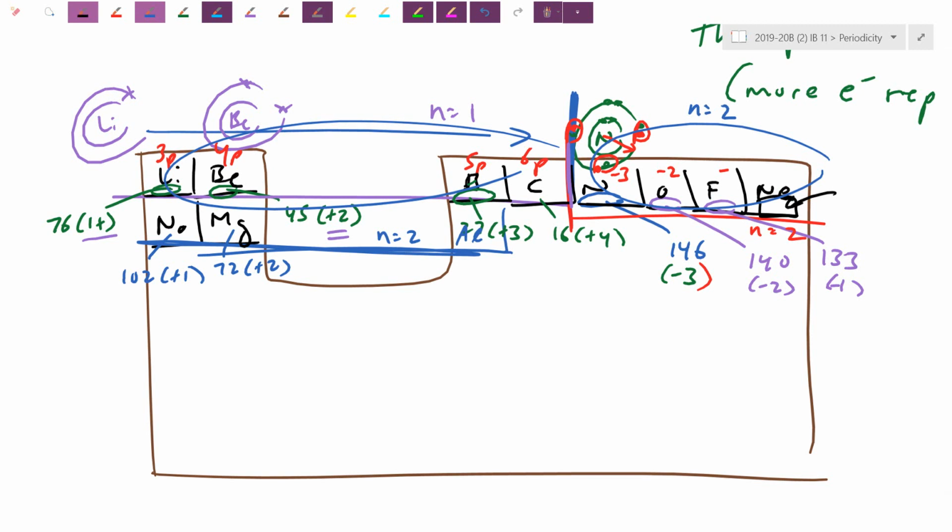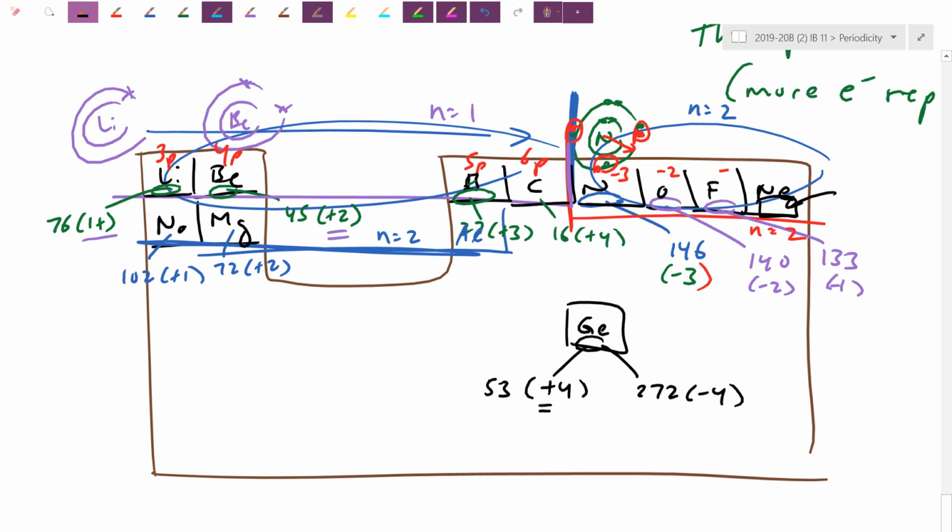You'll find that with some of these here, let's just pop down to germanium. Germanium actually quotes two values. When germanium is a +4 ion, it has a radius of 53. When germanium is a -4 ion, it is 272. We get that same notion. When it's positive, it's probably lost some shells. When it's negative, it's probably talking about the outer shell. Be careful when you're making that comparison.